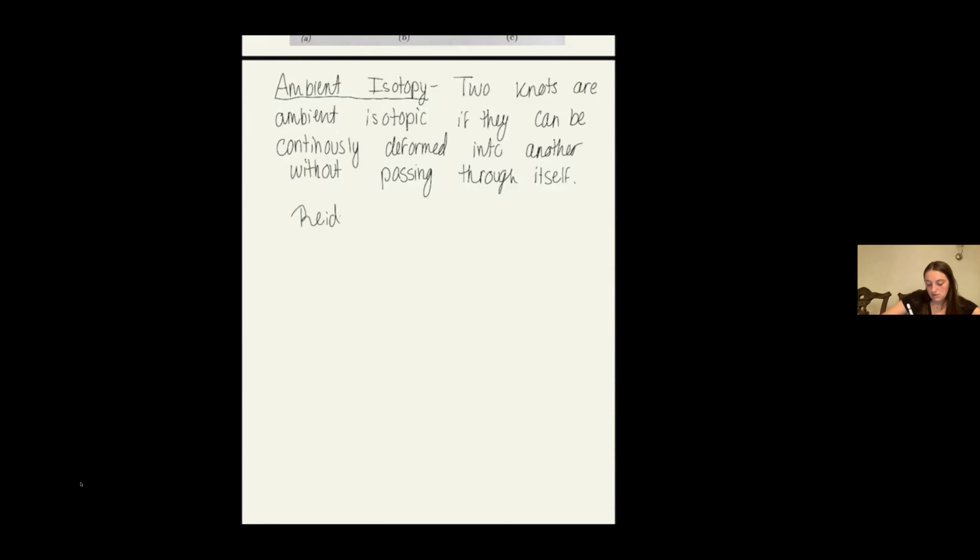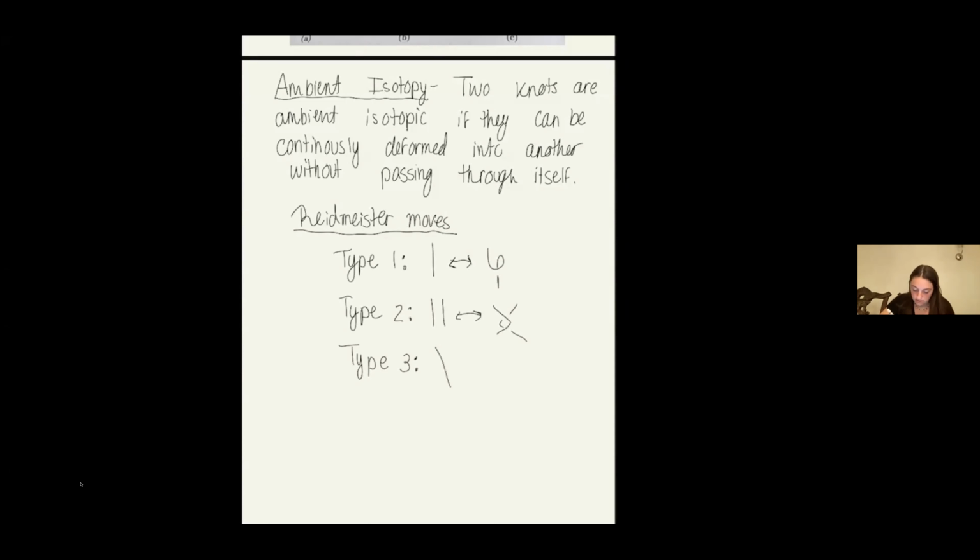So the Reidemeister moves. There are 3 different types, and they're just called type 1, type 2, and type 3. The first one is just crossing and then uncrossing. The second one, we have 2 strands and then crossing them. And then the third one, like this, is just moving the middle strand, basically shifting the middle strand.